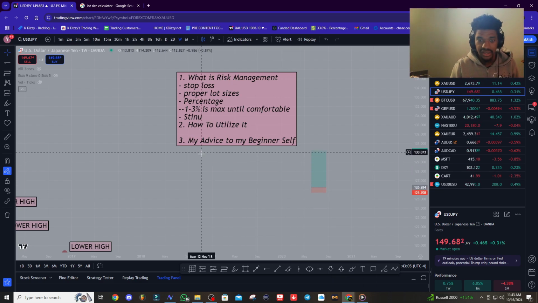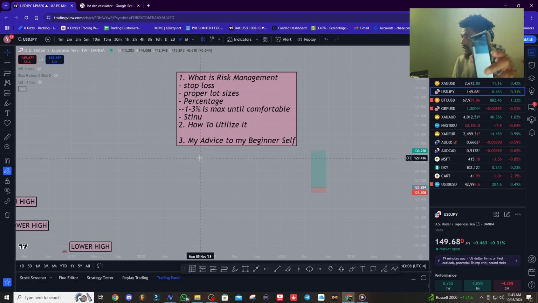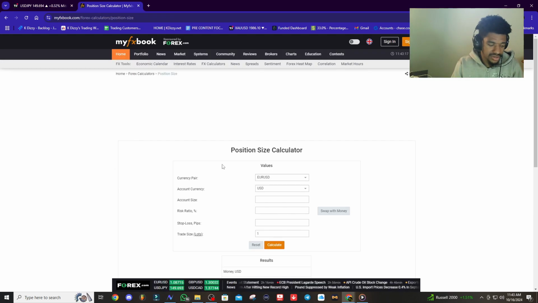So I'm going to teach you guys how to utilize that live in effect, I guess. Let's do this on the phone, right? You can follow along with other ones. This is something I used early, but then I was introduced to Stenu, and I haven't looked back since. So here's my Myfxbook right here.